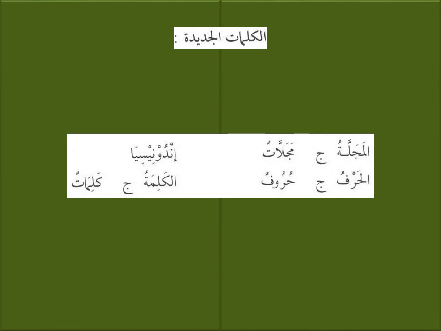Indonesia, either way, that is a country's name, Indonesia. And then the next word is kalima. Kalima is the singular and kalimat is the plural. Kalima means word. People call it kilma as well. Either way it means word, and kalimat means words. Okay, so hopefully you have understood today's lesson, and let's see what's next.